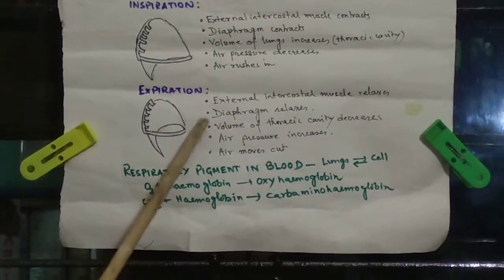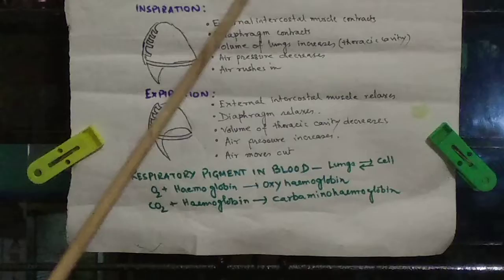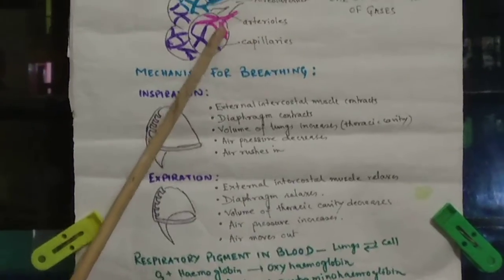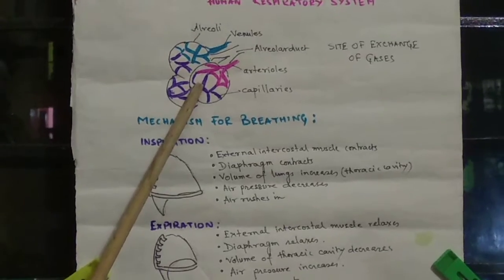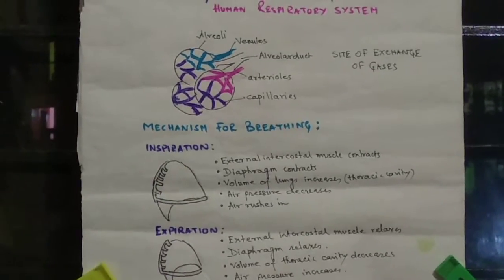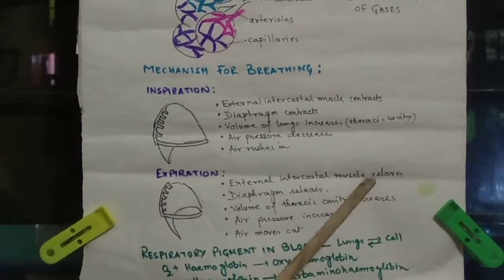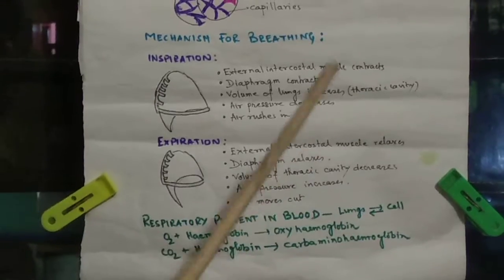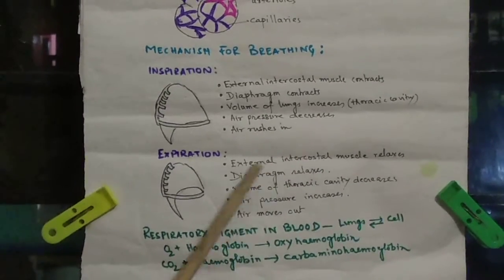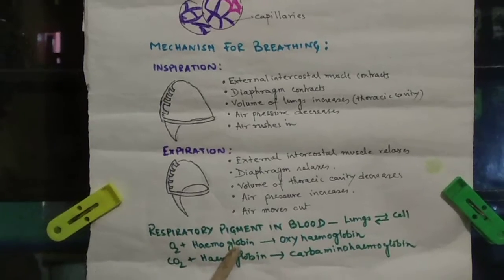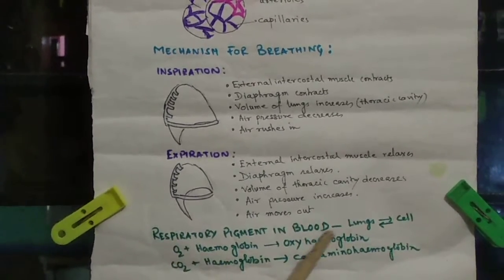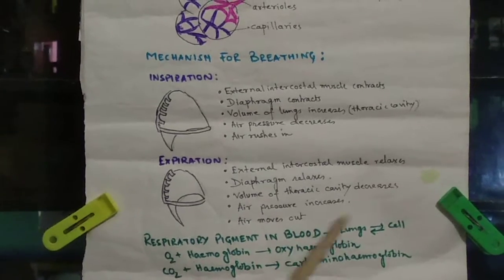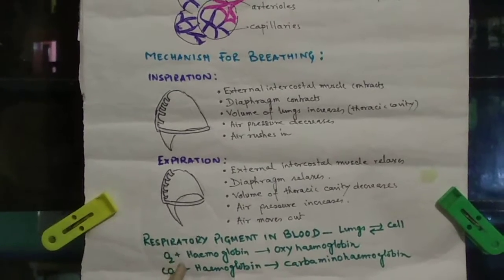Now, when air has entered our lungs, the exchange of gases has occurred, and oxygen has entered the blood capillary, it must reach the cells because the oxidation of food will occur in the cells. How does it reach the cells? There is a special pigment in the blood called hemoglobin, which combines with oxygen forming oxyhemoglobin and carries oxygen to different cells.